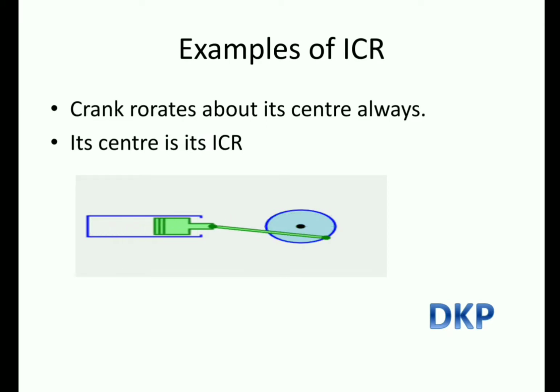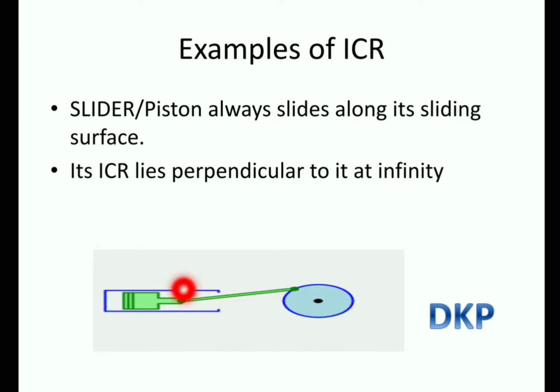So my dear friend, do remember that the instantaneous center of rotation of a purely rotating body is nothing but its center of rotation. Next, we are going to discuss the slider. This slider is continuously oscillating along the sliding surface, and its ICR will be perpendicular to it, lying at infinity. We are going to repeat these things again and again. Since this body is in pure translation and this body is in pure rotation, we know that for the body in pure rotation, its ICR is nothing but its center of rotation.